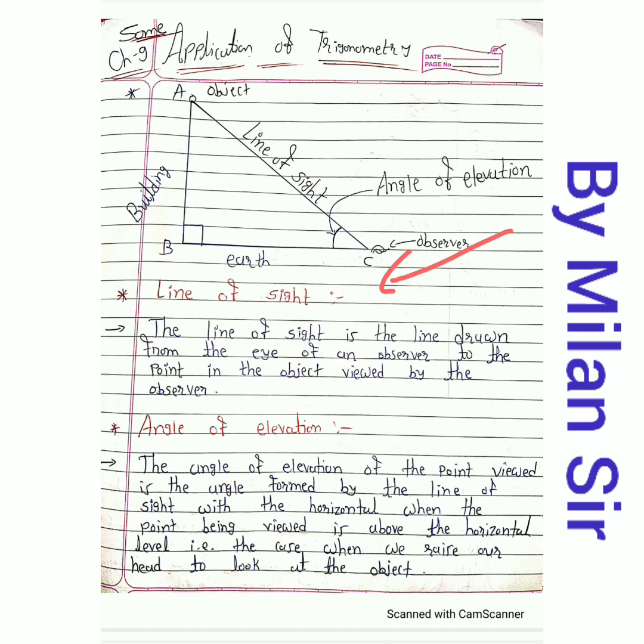The line of sight is the line drawn from the eye of an observer to the point in the object viewed by the observer. Alternately, it means the line joined between object and observer.